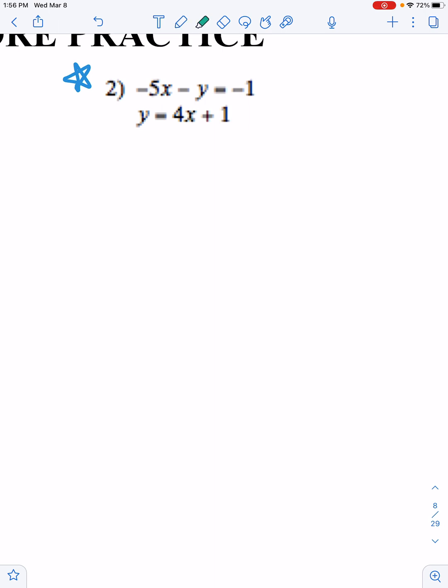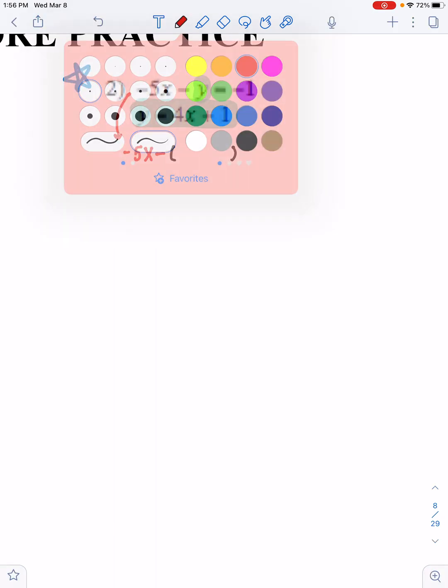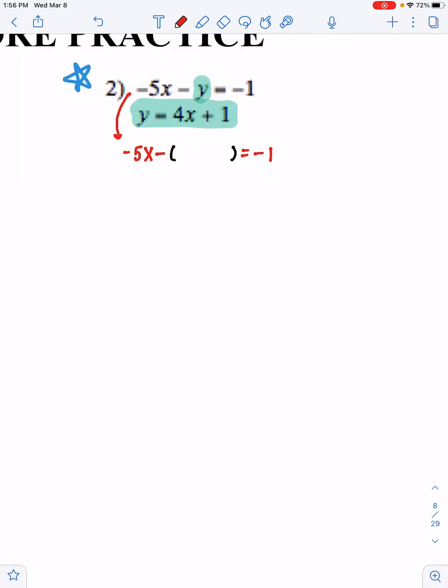All right, our first step again is to take a look at our two equations and identify which one has the variable that is by itself. And this time it is the second equation. It's also still y, so we're going to be plugging in for our y, which means I'm going to take this top equation, -5x minus, and instead of y, let me put parentheses there, equals -1. And now inside our parentheses, we can plug in what y was equal to, 4x plus 1.